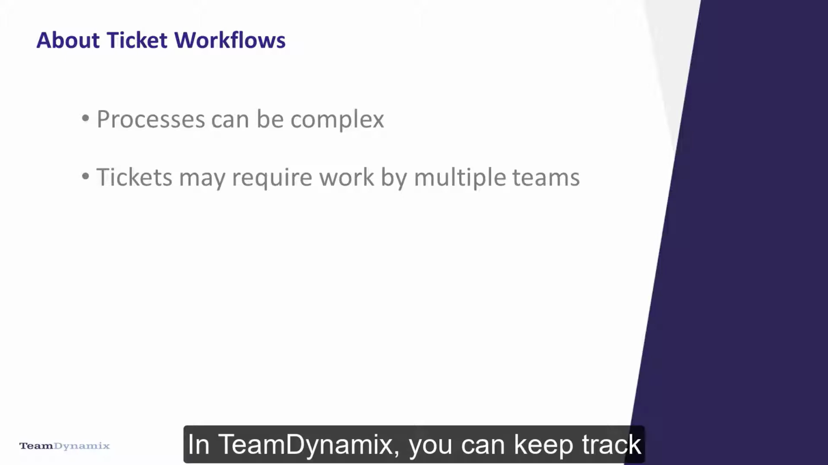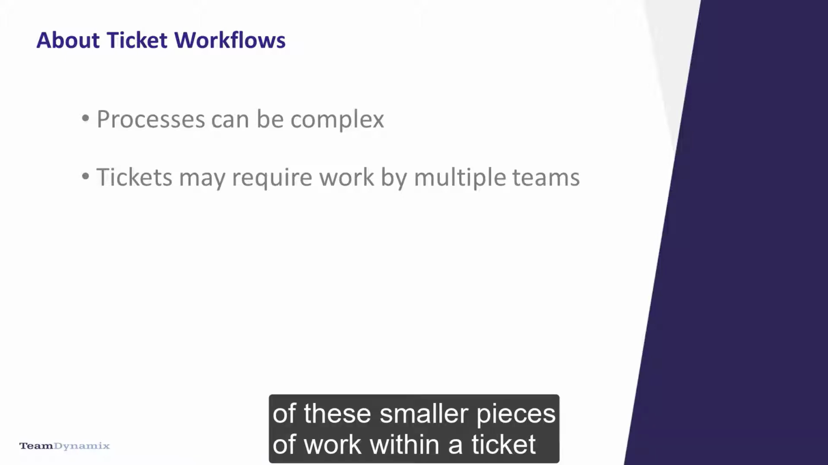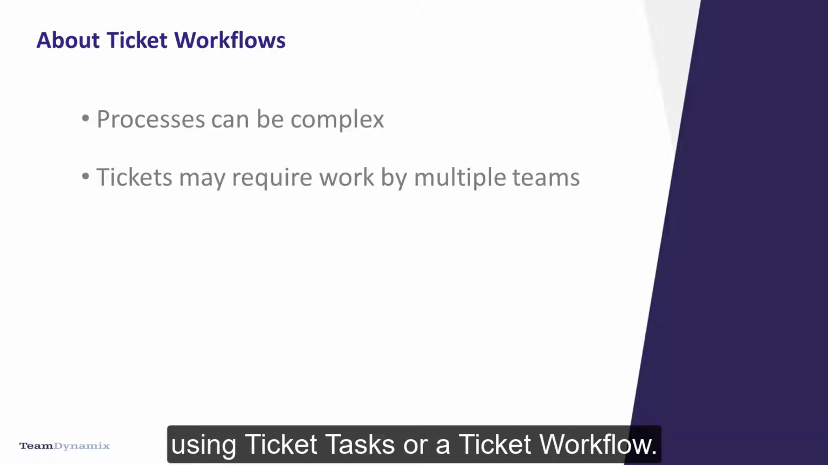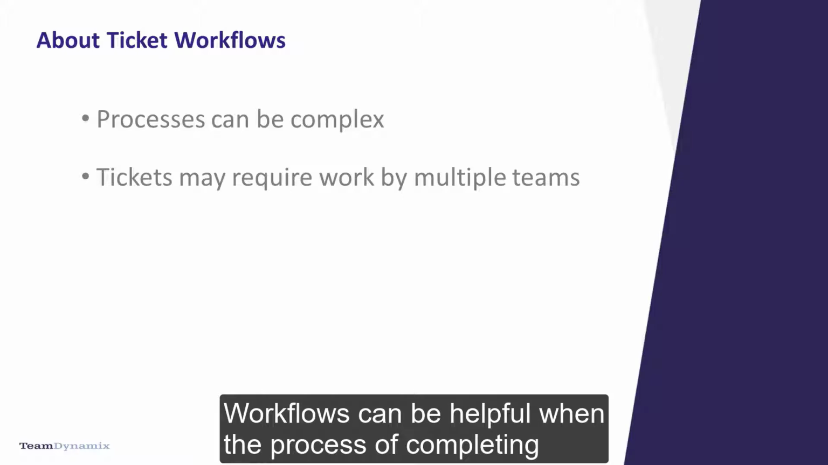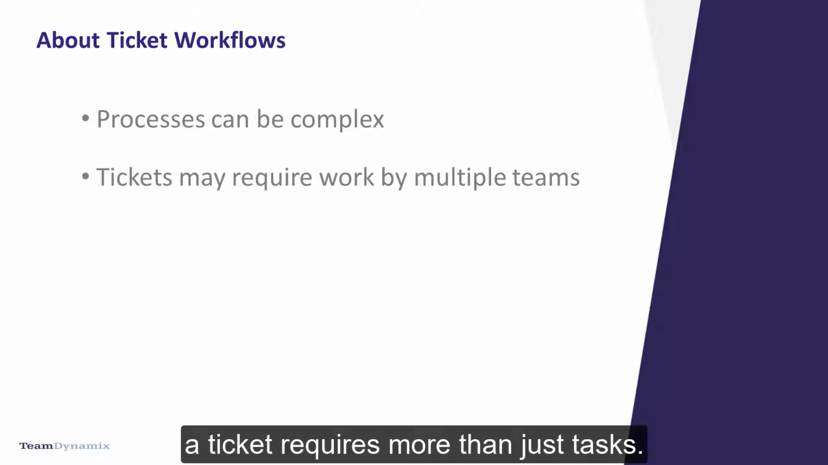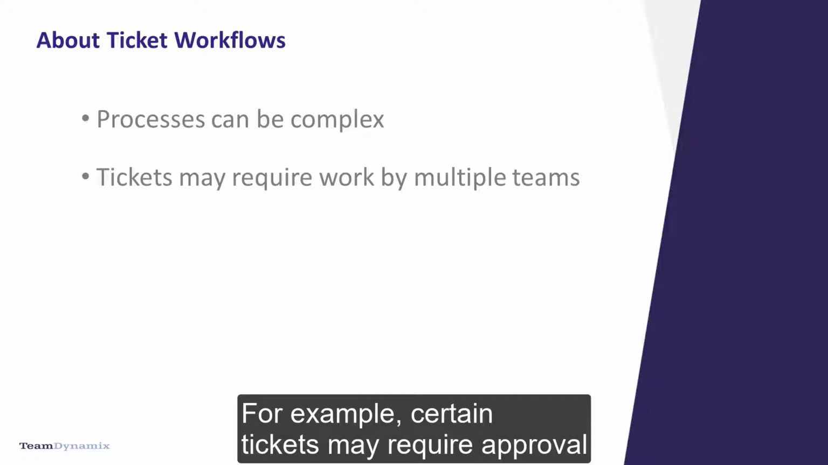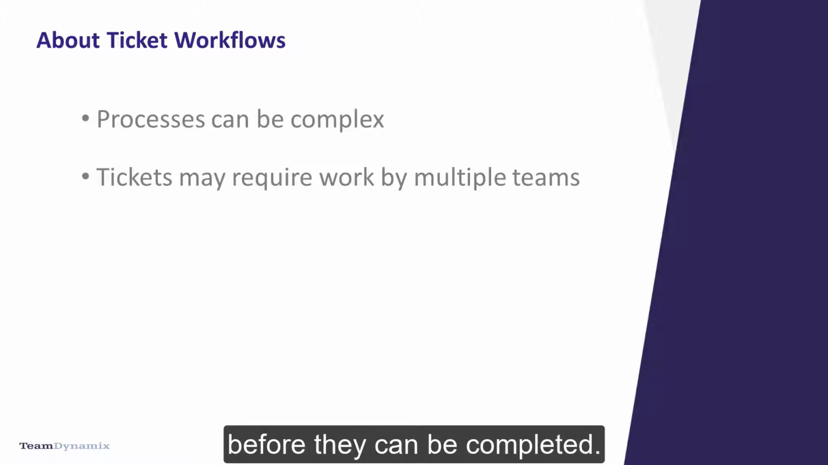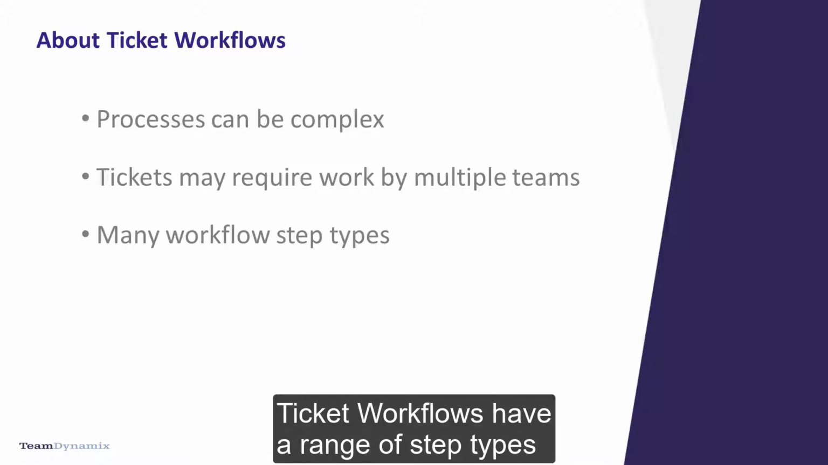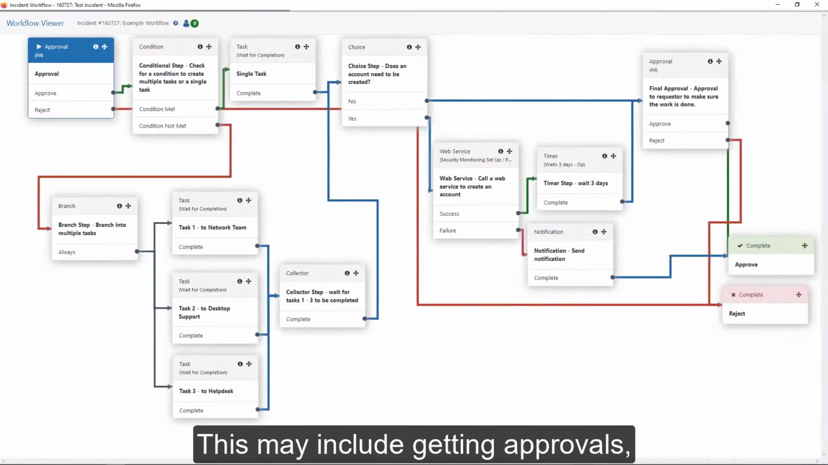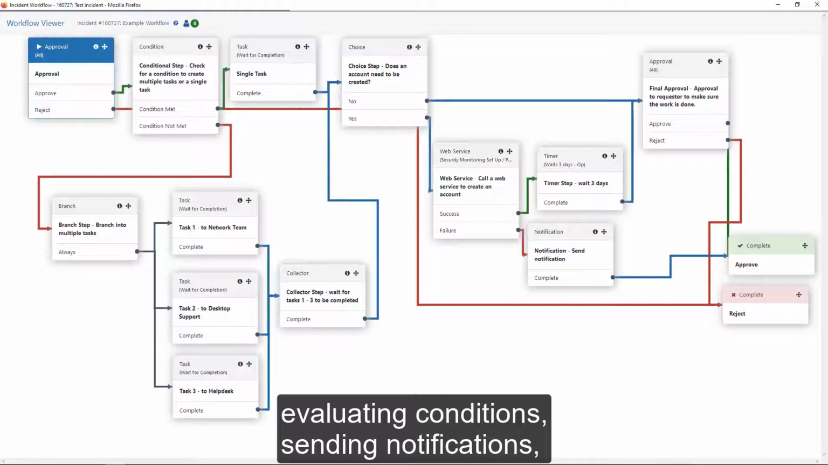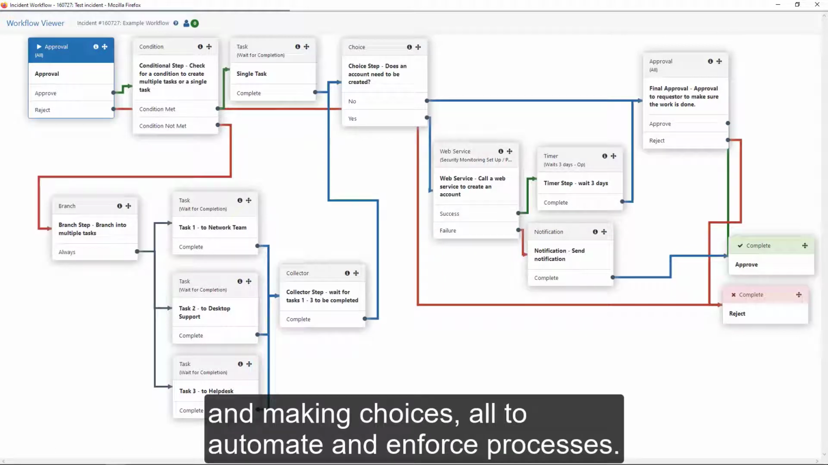In Team Dynamics, you can keep track of these smaller pieces of work within a ticket using ticket tasks or a ticket workflow. In this session, we'll focus on ticket workflows. Workflows can be helpful when the process of completing a ticket requires more than just tasks. For example, certain tickets may require approval before they can be completed. Ticket workflows have a range of step types which can serve many different functions within a ticket. This may include getting approvals, evaluating conditions, sending notifications, and making choices, all to automate and enforce processes.